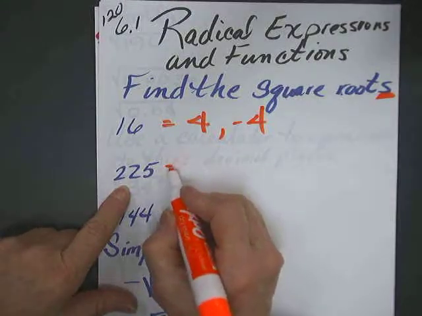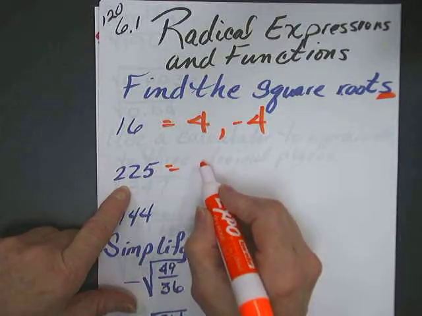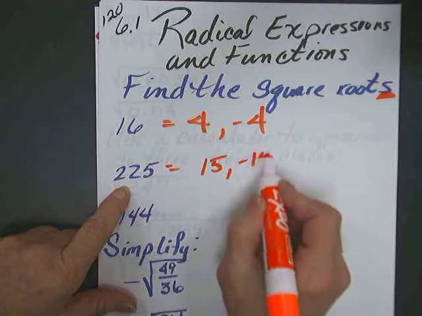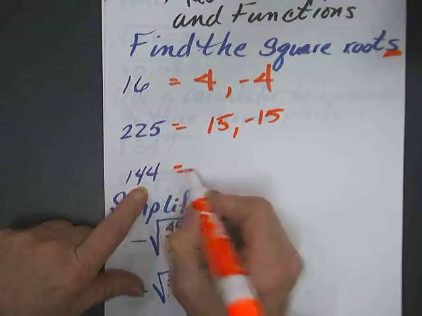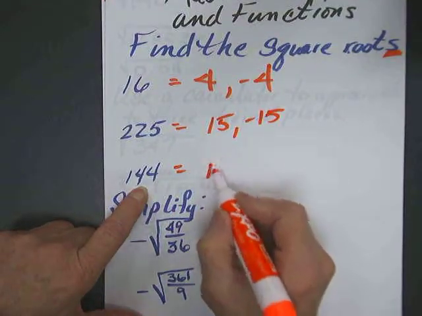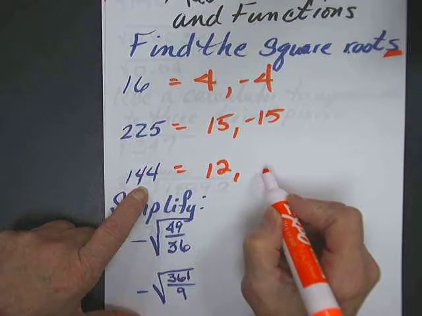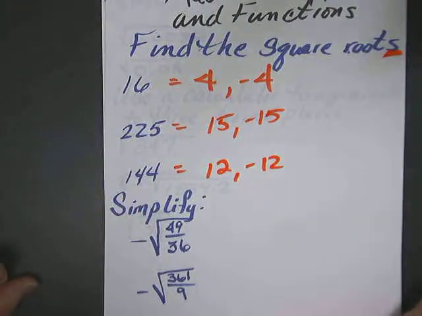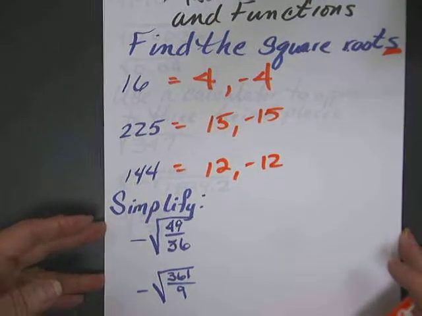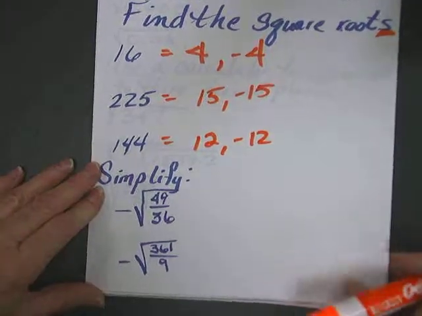So 225, what's the square roots of 225? 15 and negative. Right. And square roots of 144? 12. Negative 12. The positive and the negative one.